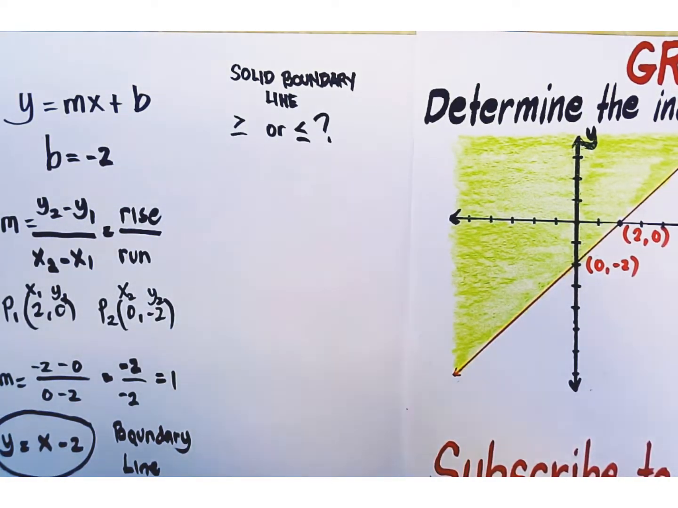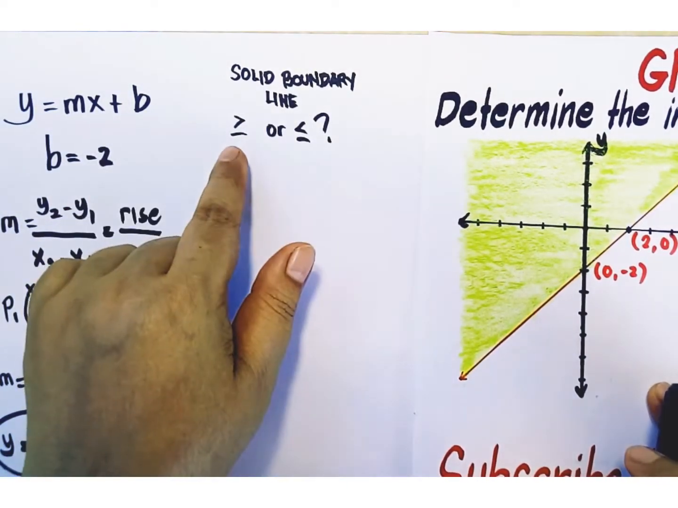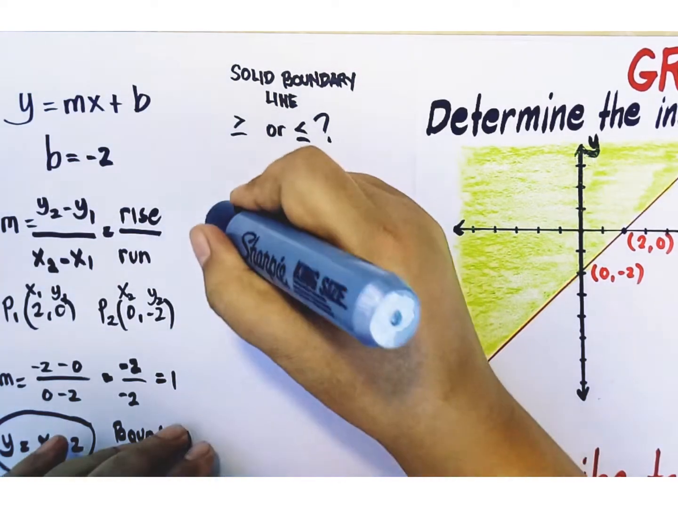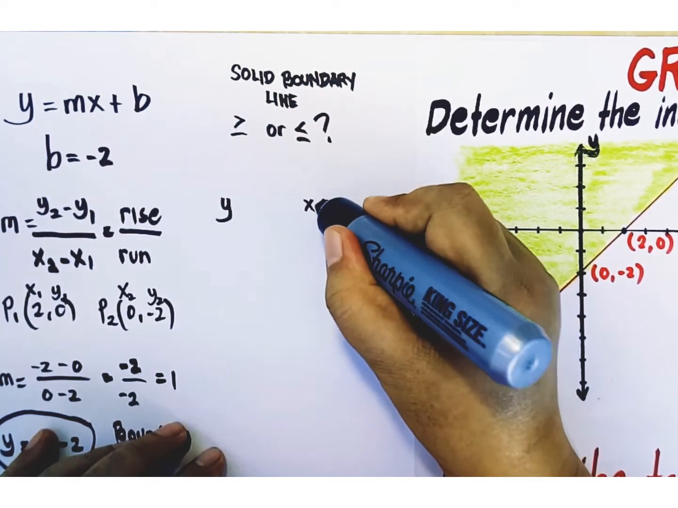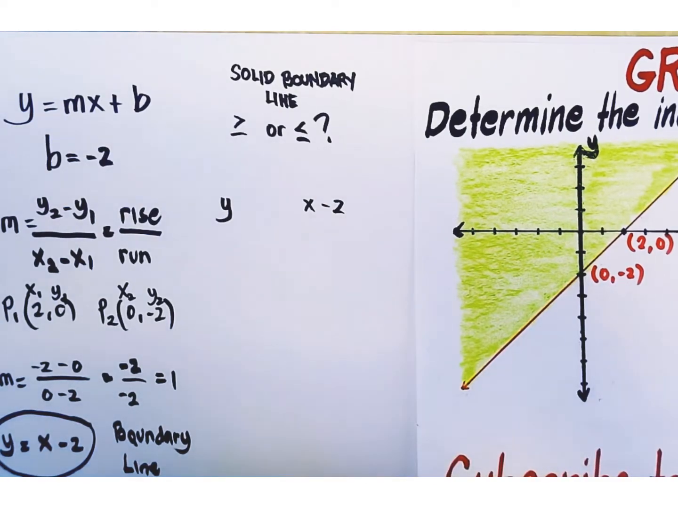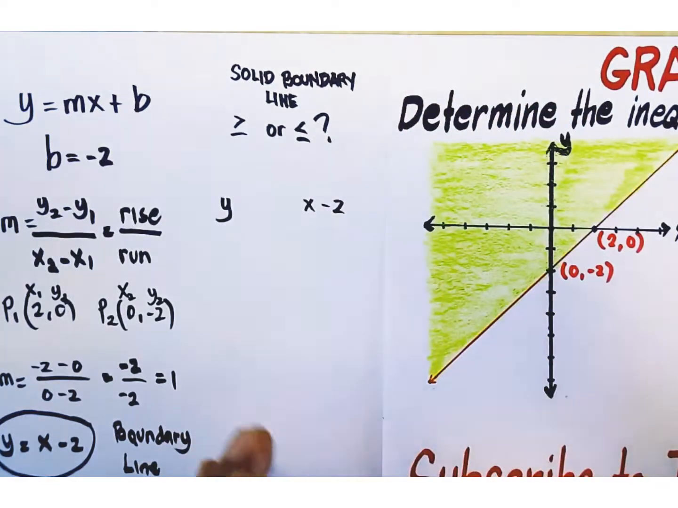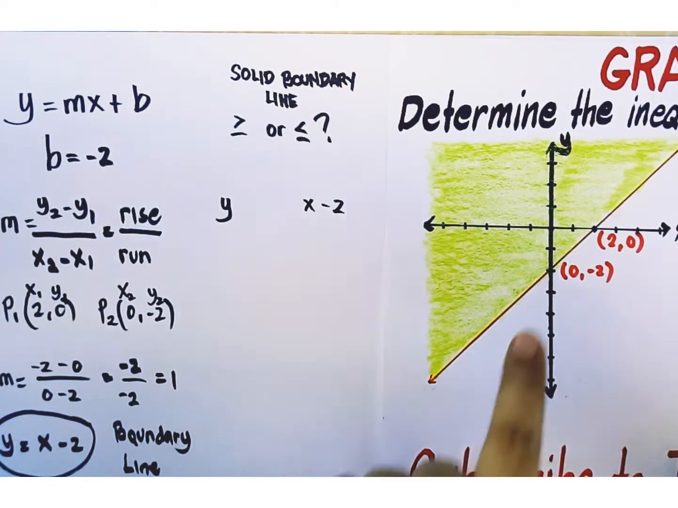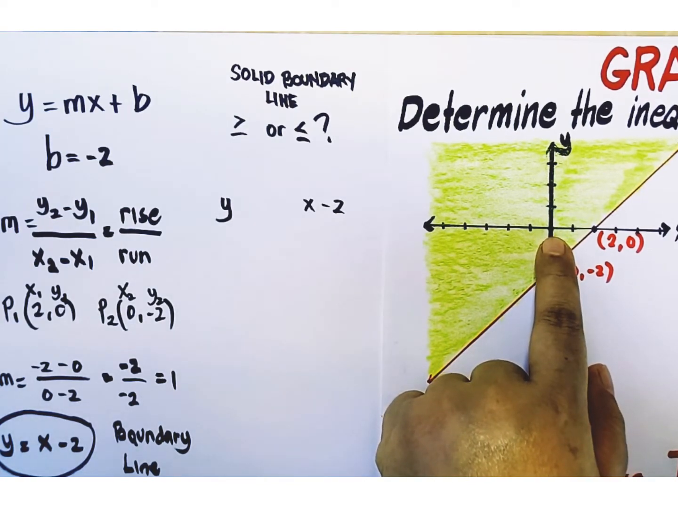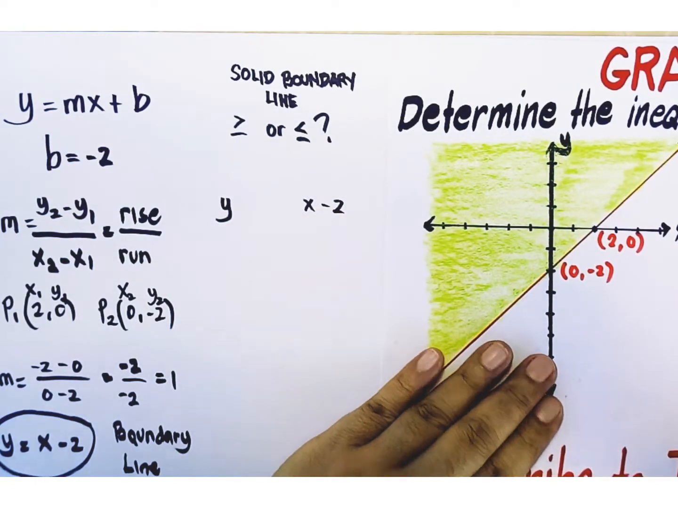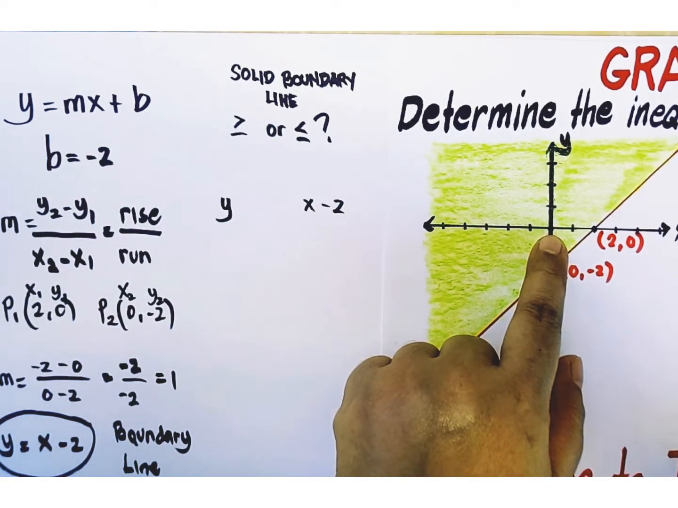So our options are greater than or equal to or less than or equal to. For the last step, we need to find out which of the two options is correct. Let's use the expression on the left side and the expression on the right side of this equation. We have y on the left, x minus 2 on the right. Then, pick any point that's inside the shaded region. Usually, the easiest point to work with is the origin. It happens that the origin is also inside the shaded region. Why? Because both the x and y coordinates of the origin are 0.